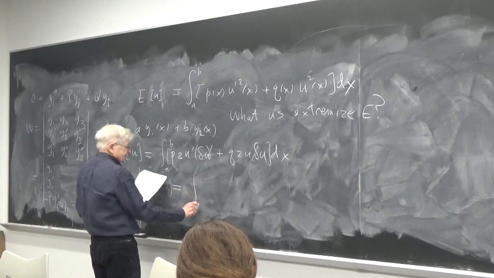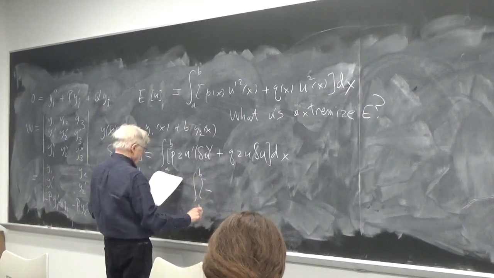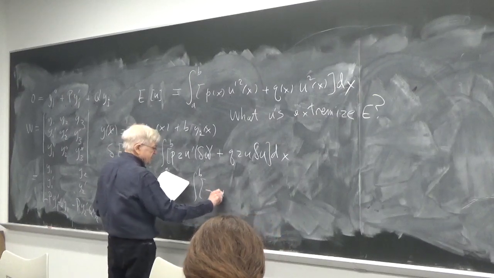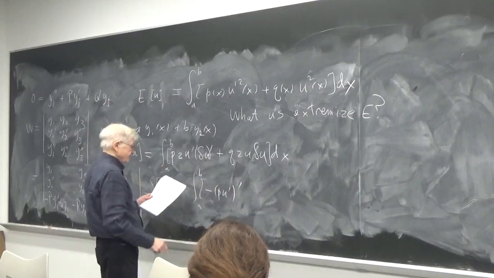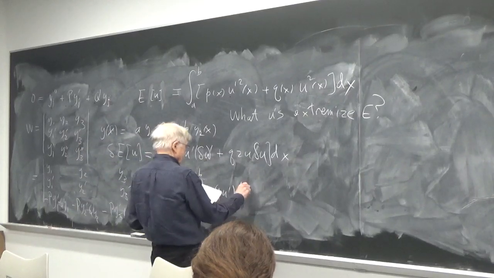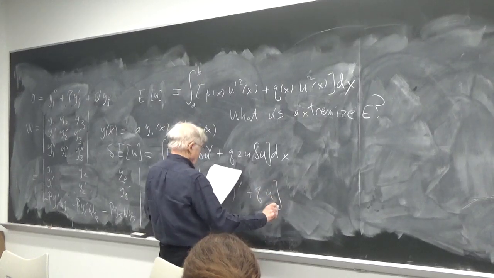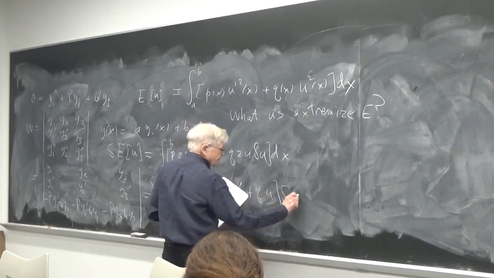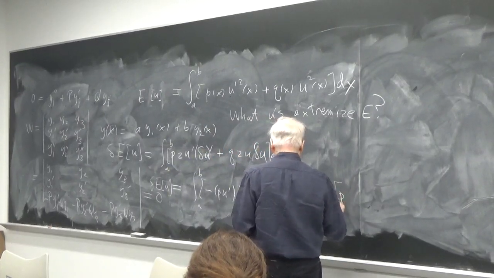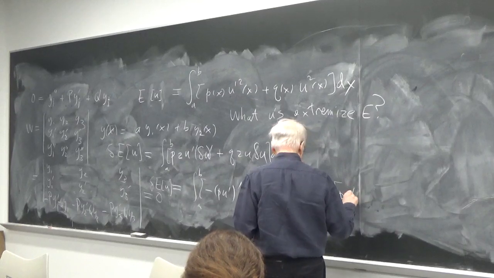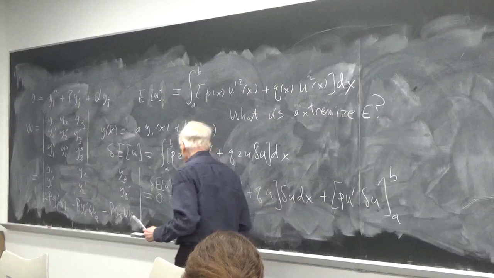what we get is the change in E of U, skipping a couple of steps which are in the text, we get minus P U prime prime, that's integrating this term, and then we get plus QU, and that multiplies delta U dx, and then we have the boundary term, which is P U prime, change in U, evaluated at A and B.